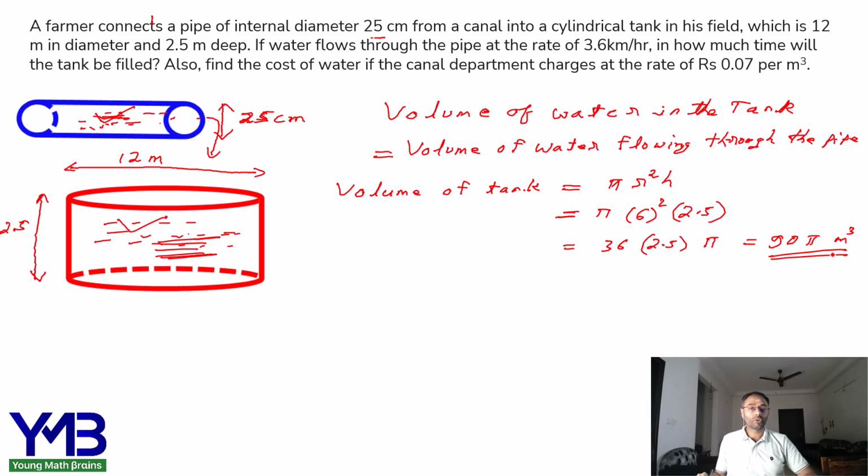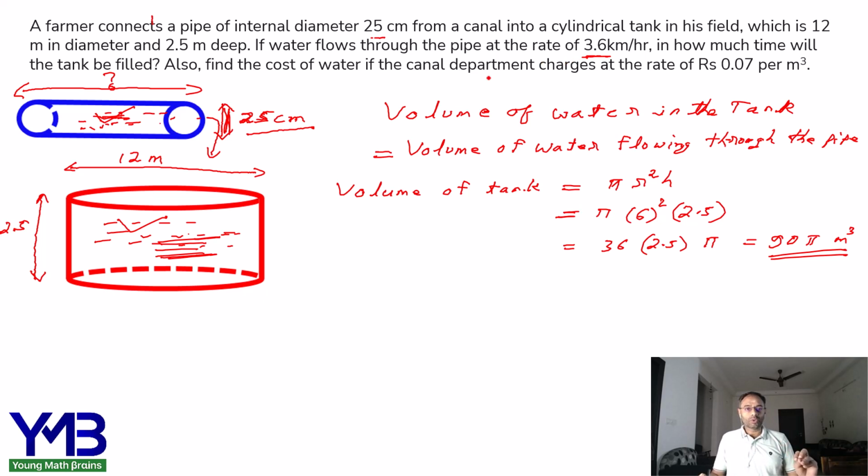Now let's try to find the volume of the pipe. We have the diameter of the pipe given, but we do not know how big this pipe is. We do not know this distance, or the height or the length of this particular pipe. But what we definitely know here is the water is flowing at 3.6 kilometers per hour through this pipe.